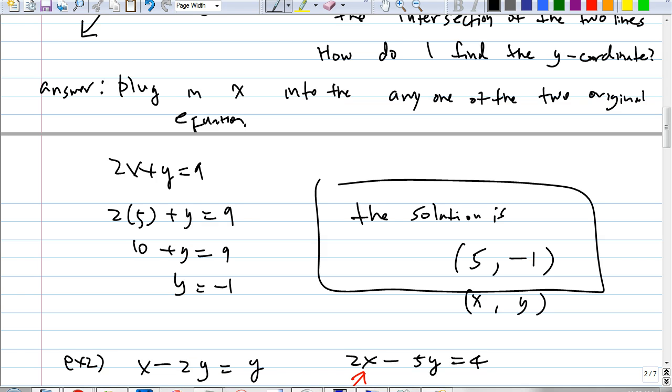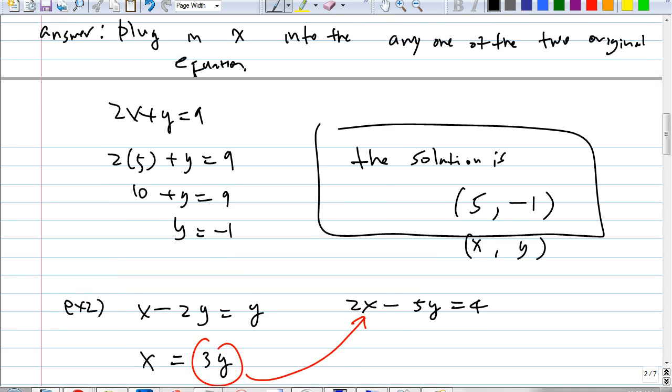So, did you all do this first? x equals 3y. Okay, isn't that easier to plug in? Okay, go ahead, keep going then.